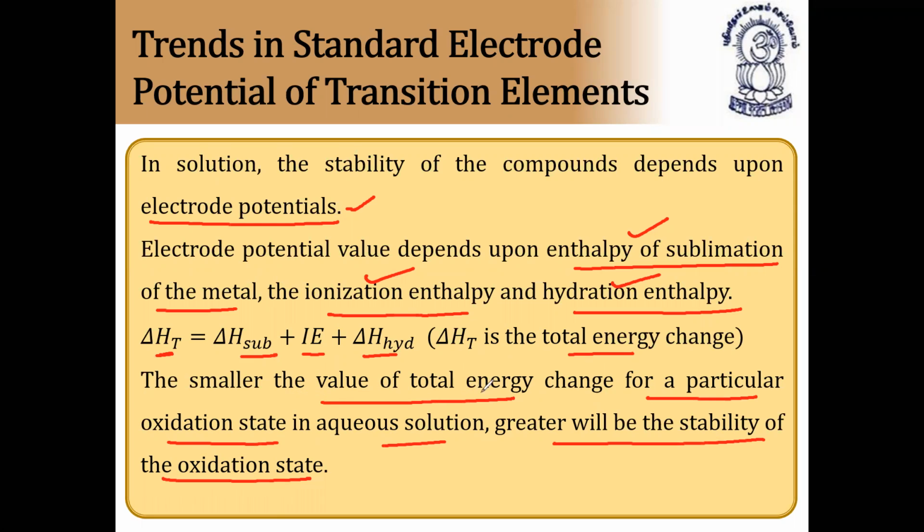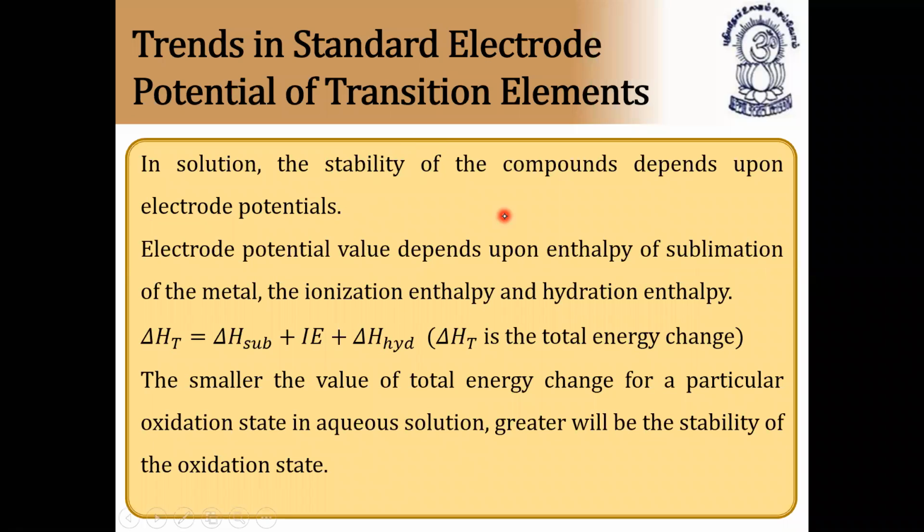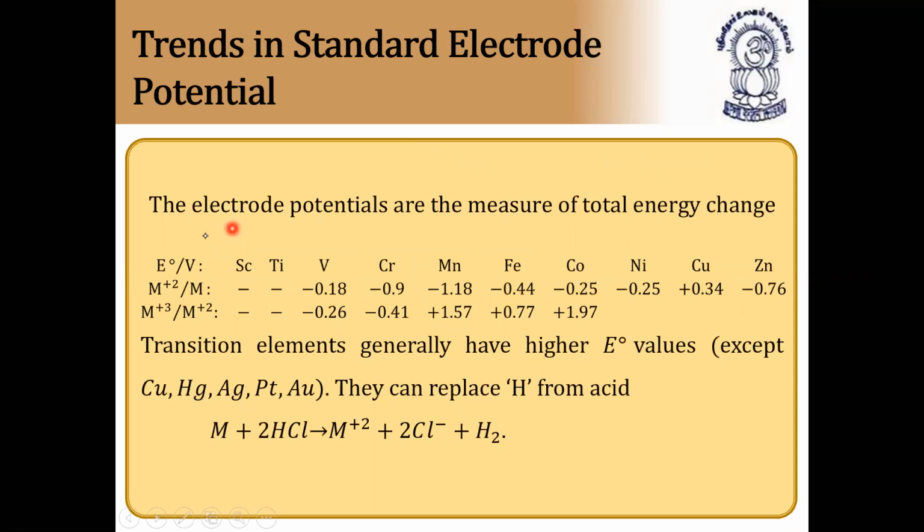The smaller the value of total energy for a particular oxidation state in its aqueous solution, the greater will be the stability of that oxidation state. Based on this concept, electrode potential values are given for all the transition metals of the 3d, 4d, and 5d series. You can just see the electrode potential values of the 3d series here: scandium, titanium, vanadium.